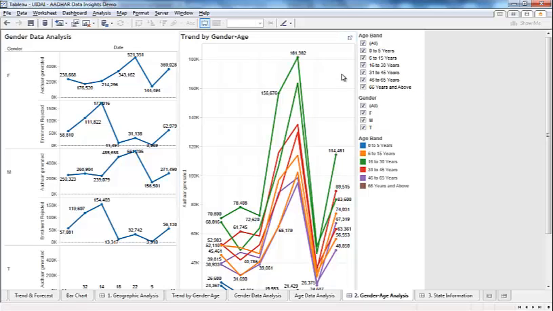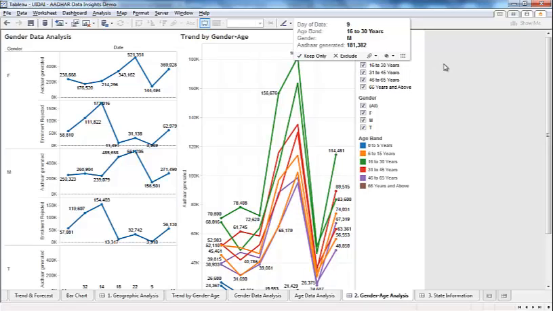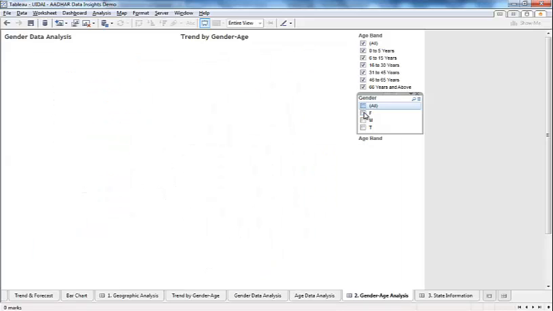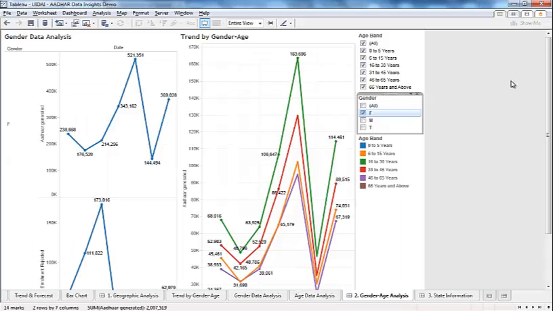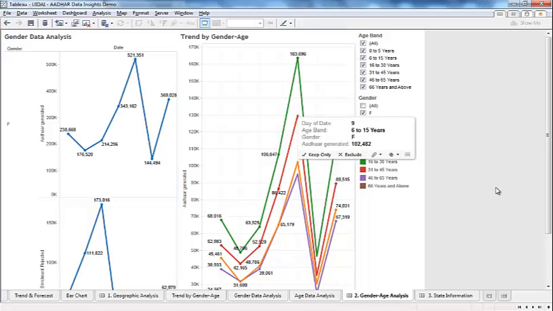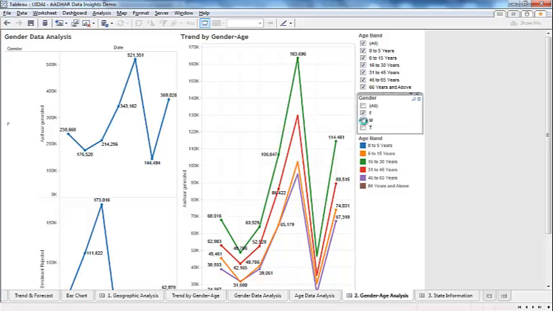On the right hand side, we have this trend chart by number of enrollments by gender as well as age. If I, for example, pick up only the female enrollments, I observe that age group 16 to 30 is the group which has the maximum enrollments, followed by the age group 31 to 45, followed by age group 6 to 15. Let's observe what is the trend between the male gender.